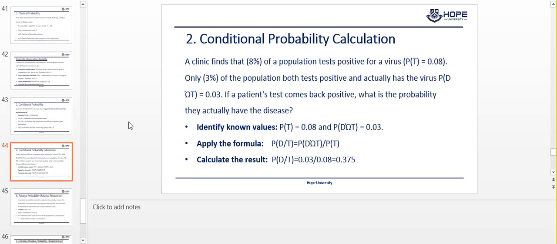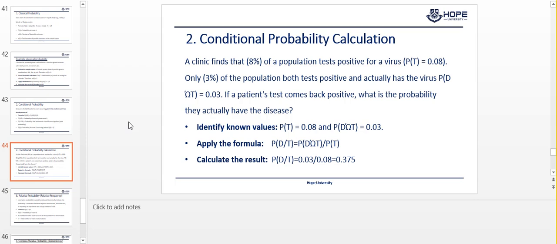Let us take an example. In a clinic, 8% of the population test positive for a virus. So 8% of all patients coming into our hospital test positive, a probability of 0.08. Only 3% of the population both test positive and actually have the virus. So we realize there is some hierarchical testing issue, because 8% was the total positive, but 3% was actual positive. There is a missing point in there.